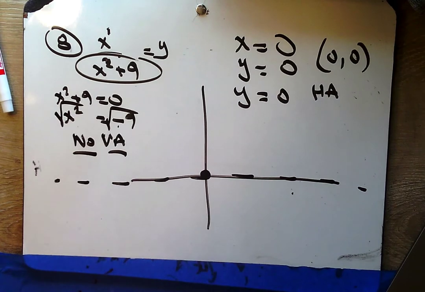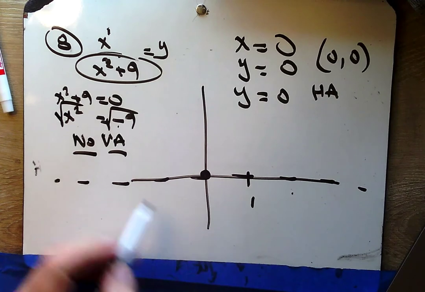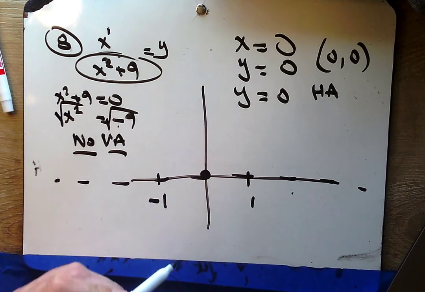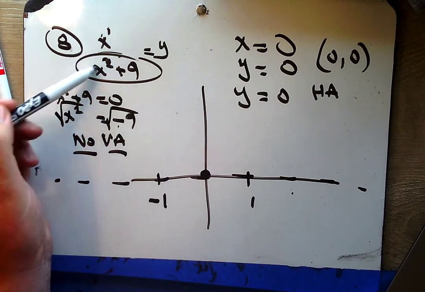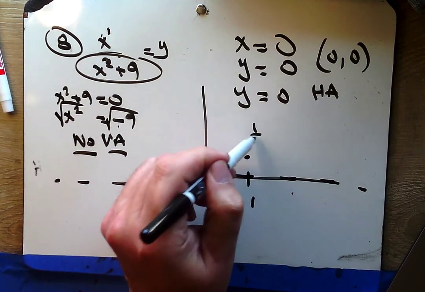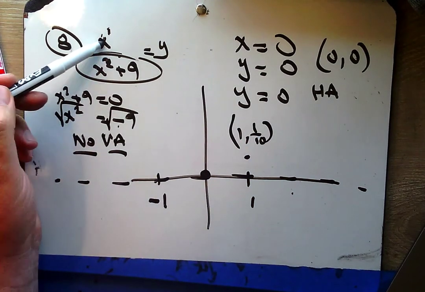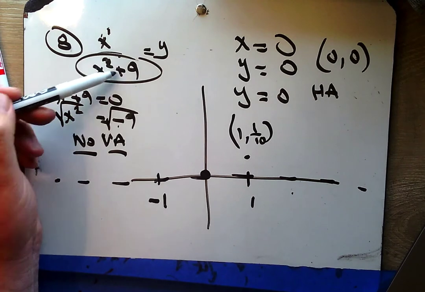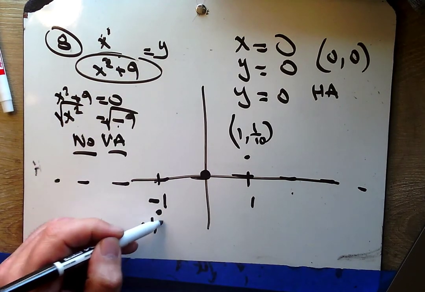It feels a little thin. So let's try something over here like 1 and something over here like negative 1. If I plug in a 1, I get 1 over 1 plus 9, or 1 over 10. So I get this 1/10. And if I plug a negative 1 in, I have a negative 1 here. I still have 1 plus 9 is 10. So down here, I have negative 1, negative 1/10.